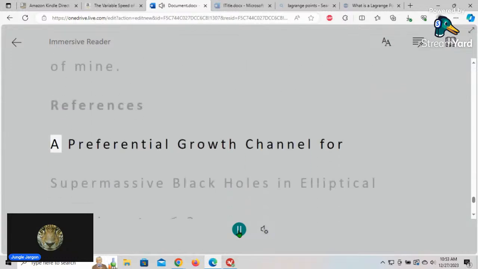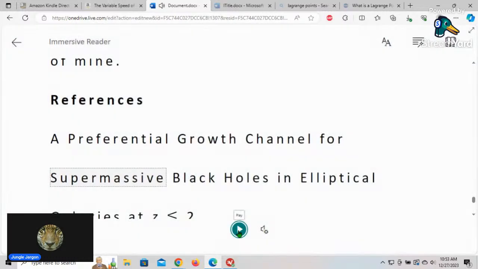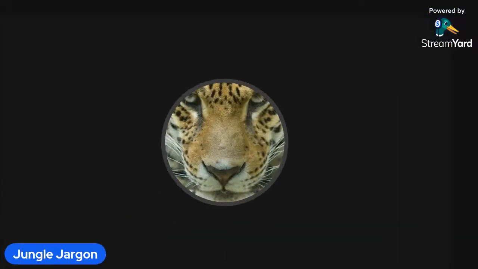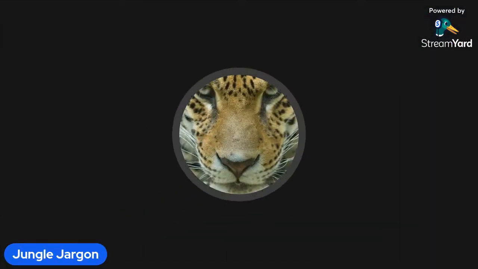References. A preferential growth channel for supermassive black holes. Okay, that's about it, I guess. Got some references there. And that's about it. Just wanted to share this updated copy of my variable speed of light.